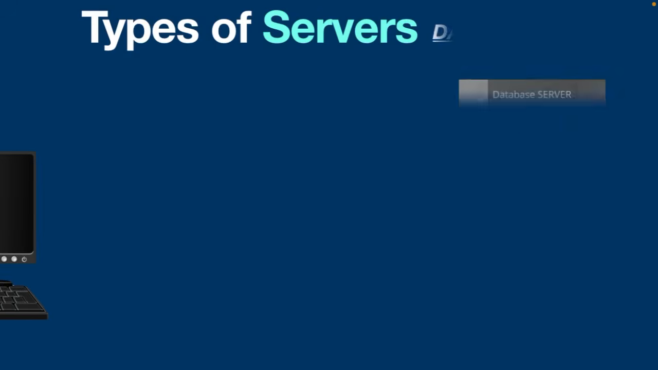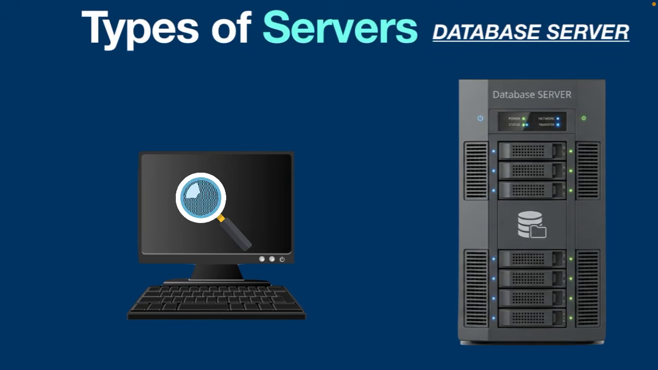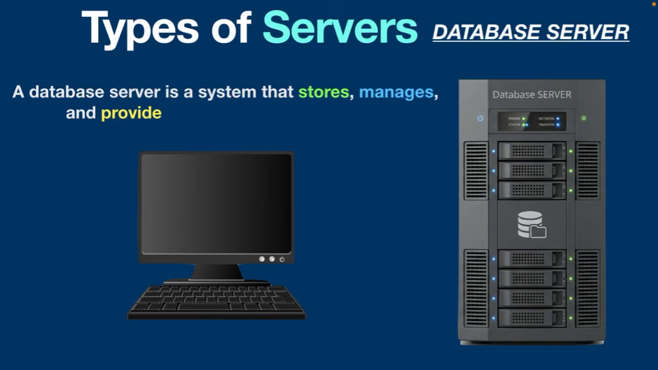Number 3. Database server. Whenever you search for something online, a database server retrieves the data for you. So technically, a database server is a system that stores, manages, and provides access to structured data for applications and users. Instead of keeping data in simple files, it organizes information into tables for fast searching.